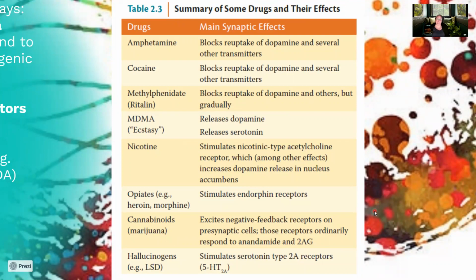This table here is a summary of the drugs that were covered in our chapter this week and what their effects are. Amphetamine, for instance, blocks the reuptake of dopamine and several other transmitters. And as we talked about a little bit earlier, cocaine is doing the same thing. I really like this chart because it gives you a quick snapshot of what the drug is doing as far as synapse communication. I'm not going to read each of these one by one, but I wanted to reference this table because it's a really great one to help you become familiar with drugs and how they relate to neuron communication.